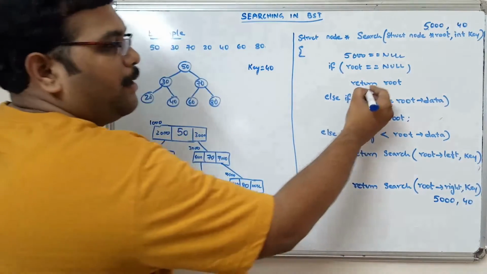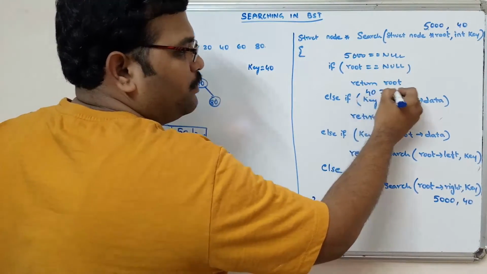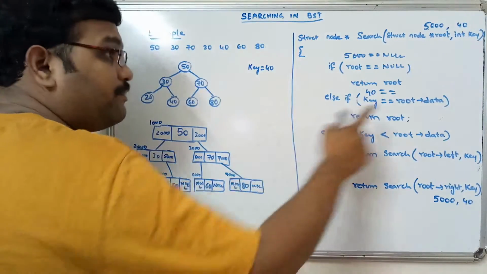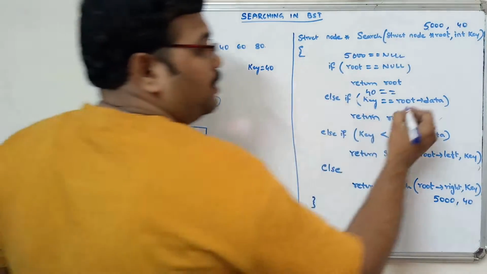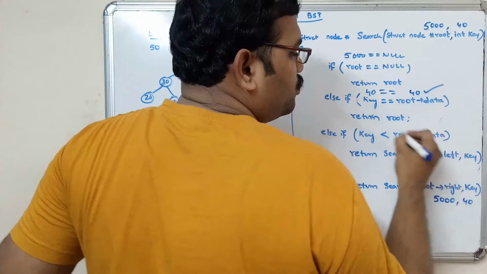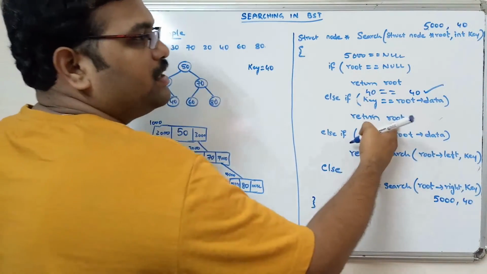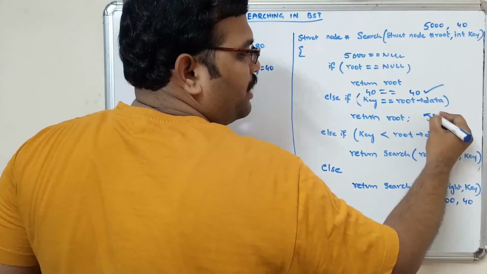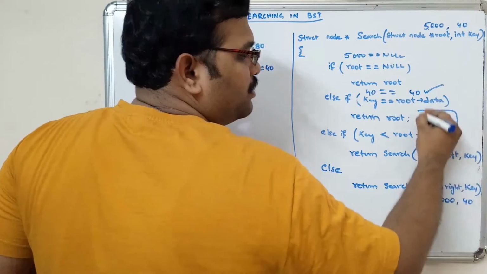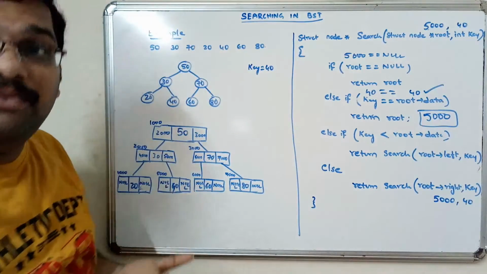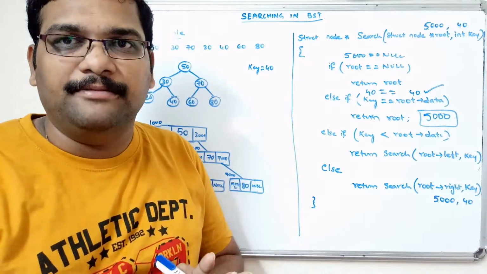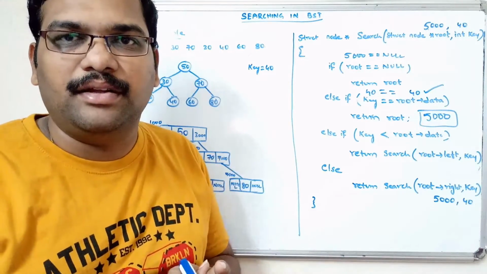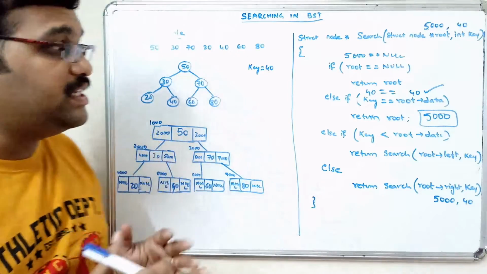So key 40 is equal to root of data, means root here 5000. 5000 of data is 40. So 40, true. So it returns the root. What is the root? 5000. So it will return 5000. So that means our element 40 is available at the position of 5000, at the address of 5000. Right? So hope you understood this example.